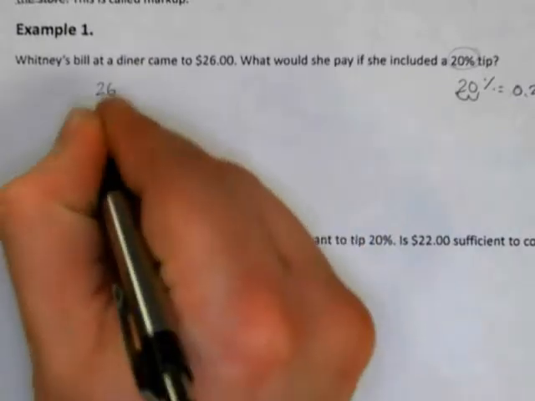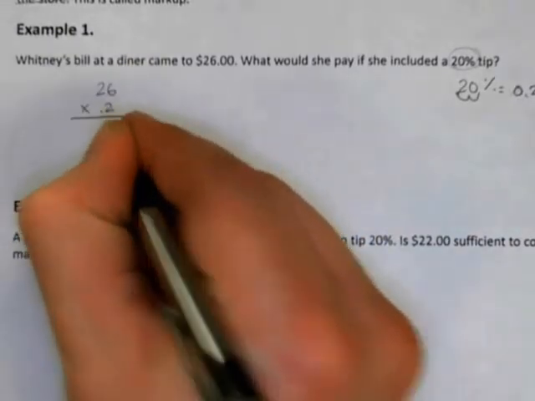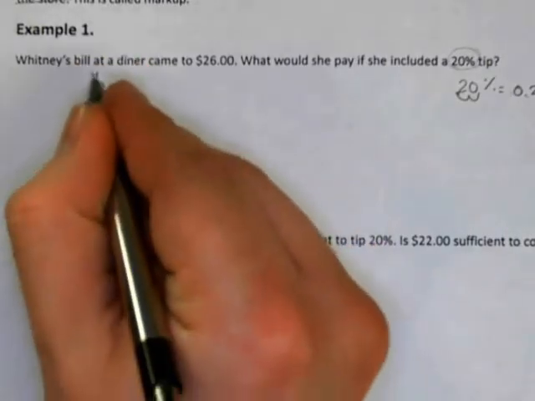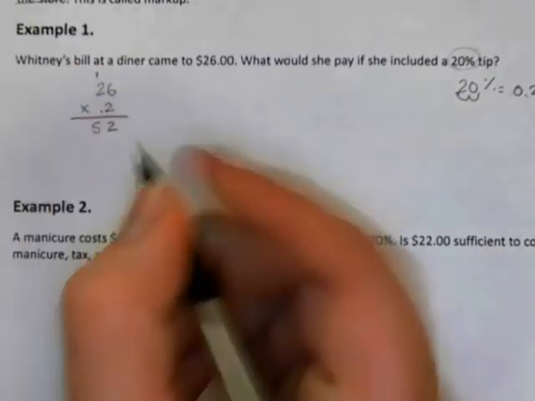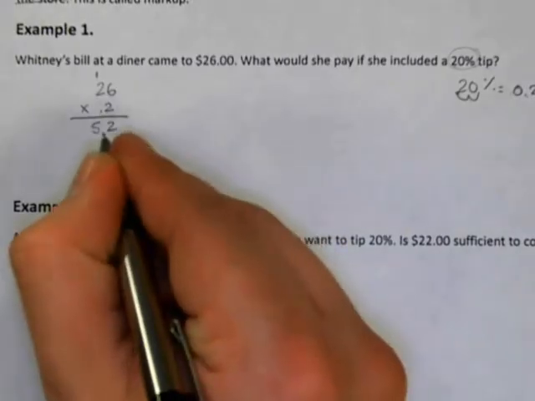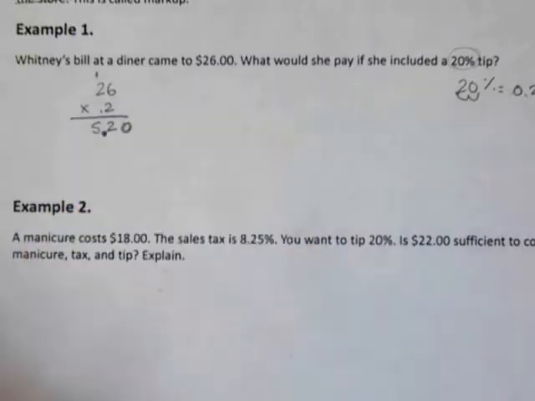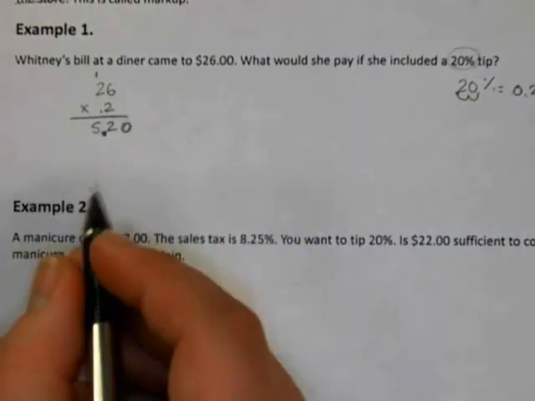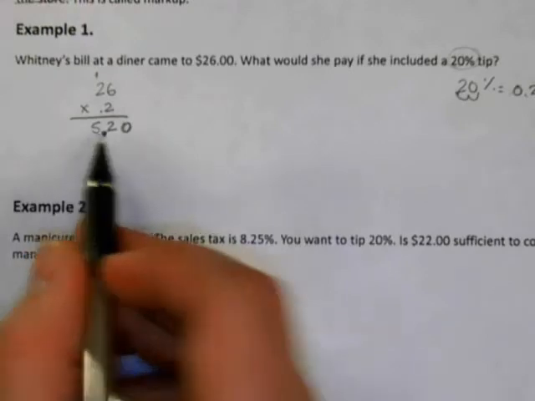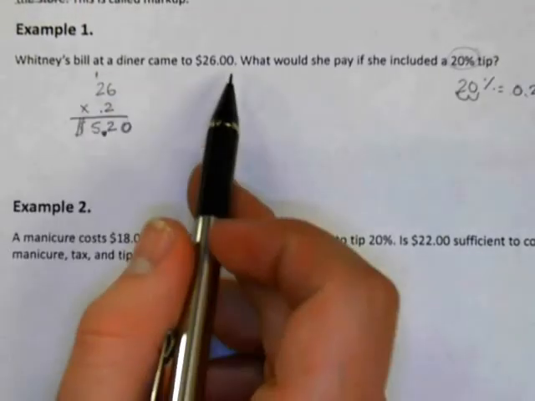So $26 times 0.2. 2 times 6 is 12. Put the 1 up. 2 times 2 is 4 plus 1 is 5. So we get 52, but remember we have one number after the decimal point, which means we have to bring the decimal point back one spot. And I'm going to put a 0 there just because we're talking about money, so this would be $5.20. So this is the amount that Whitney is going to end up tipping.